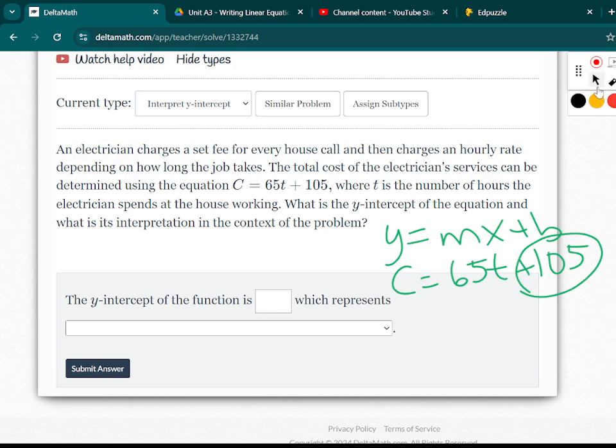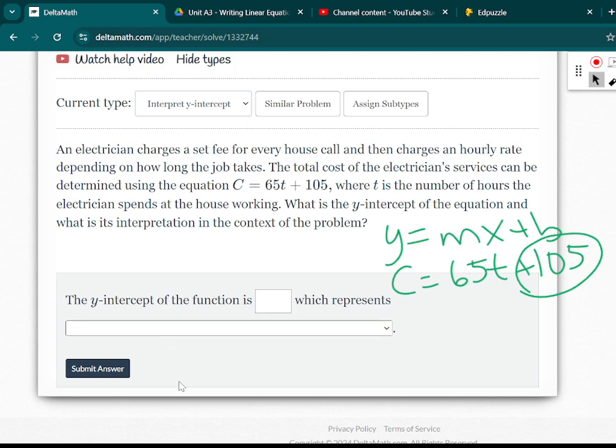And then what does that represent? Well, let's see what our options are. The number of hours the electrician spends at the house, the total cost for all services, the hourly rate charged, the set fee for the house call. All right, let's work through each of these options and figure out what we can get rid of. So the number of hours the electrician spends at the house. Well, hold on. That's t. It says t is the number of hours the electrician spends at the house. So it certainly can't be that one.